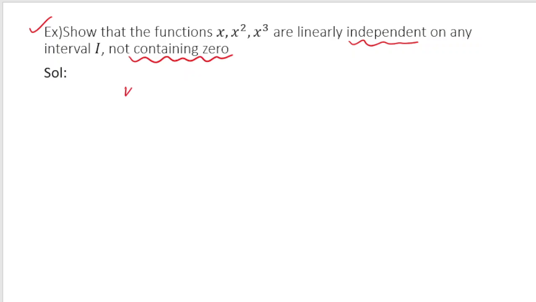So how can we prove this? We calculate the Wronskian of these three functions. And how do you calculate the Wronskian? In the first row, you take the functions, like x, x square and x cube.